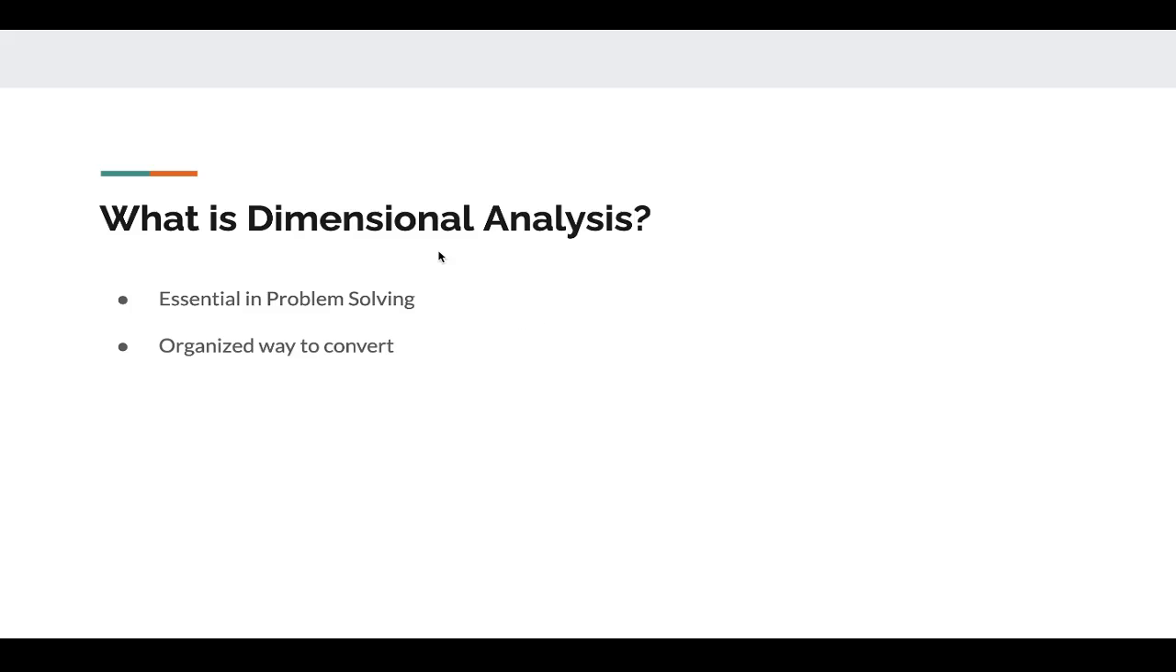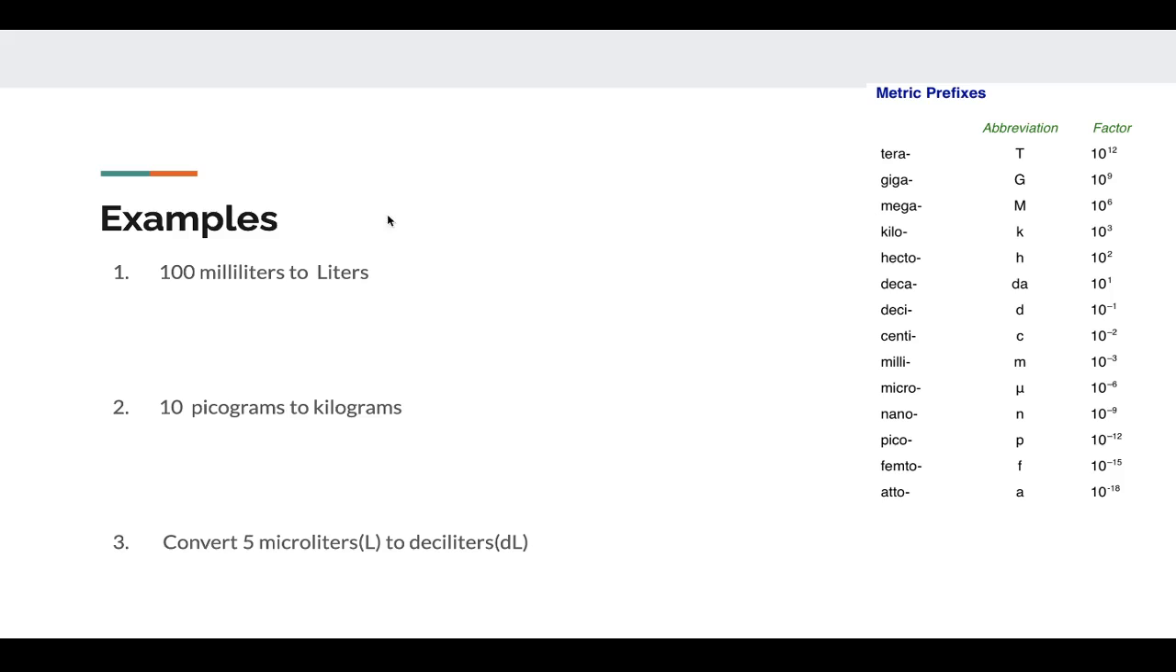Now, what is dimensional analysis? It's a tool that we use in chemistry and it's very essential in problem solving, and it's an organized way in converting. Now we have a few examples here. So number one, we have 100 milliliters to liters.